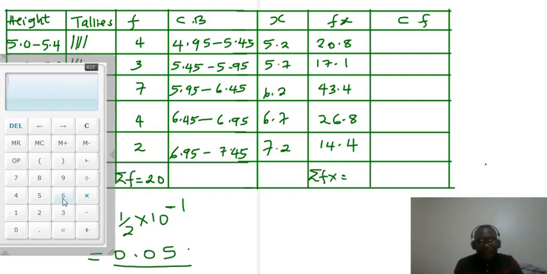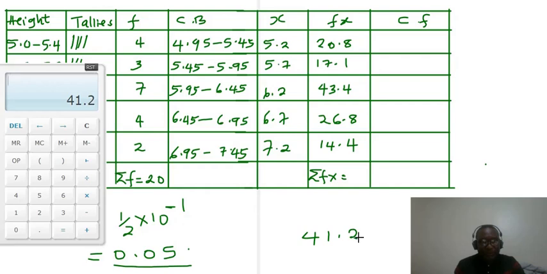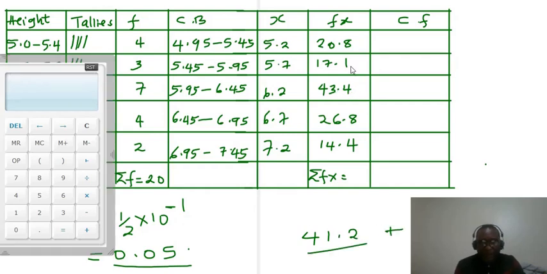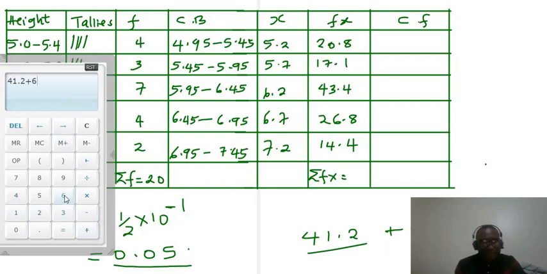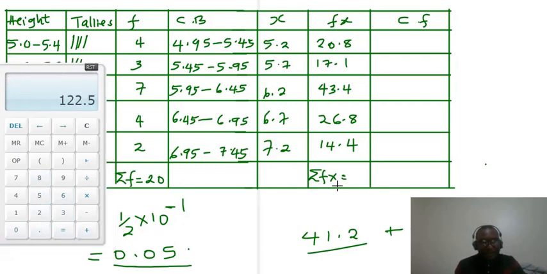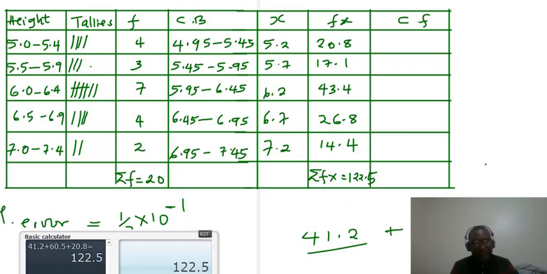So we are going to add here, we have 14.4 plus 26.8, we get 41.2 plus, we are also going to add this and that, we have 17.1 plus 43.4. So this here is plus 60.5 plus 20.8. So right now we have three values to add. We have 41.2 plus 60.5 plus 20.8. There we go. We are getting 122.5. So this is what we shall base on to calculate the mean.